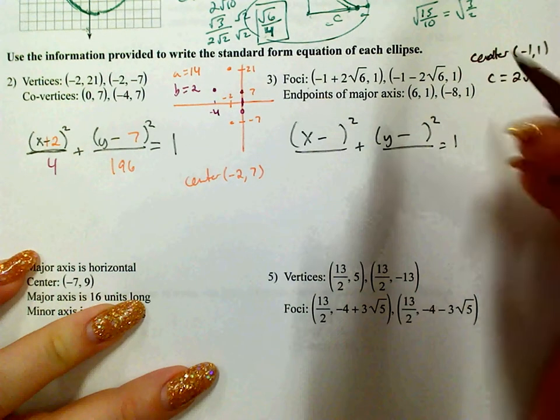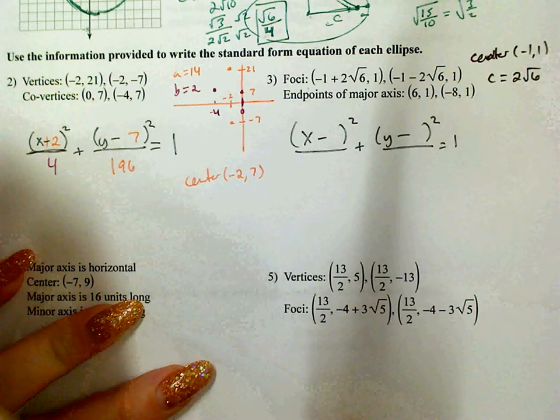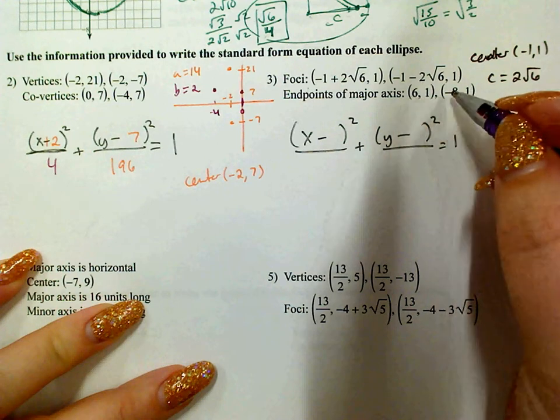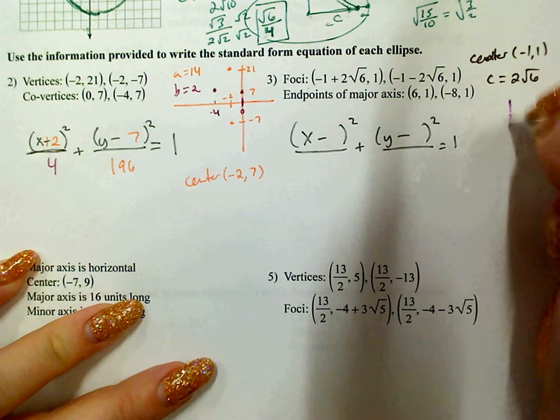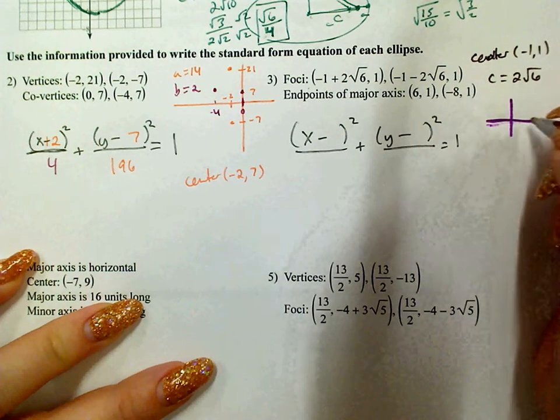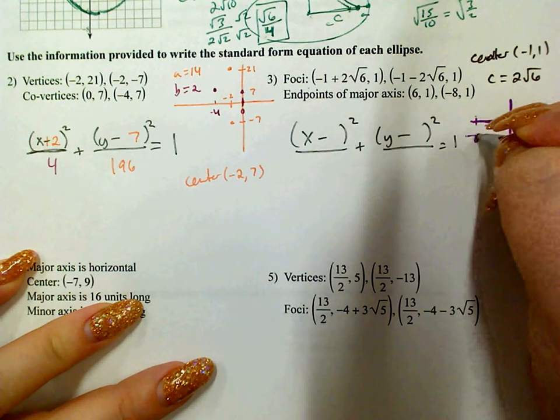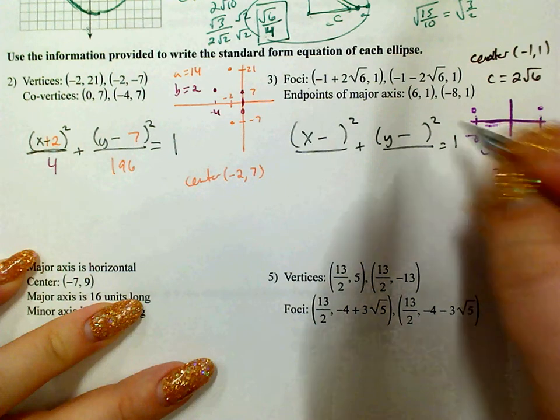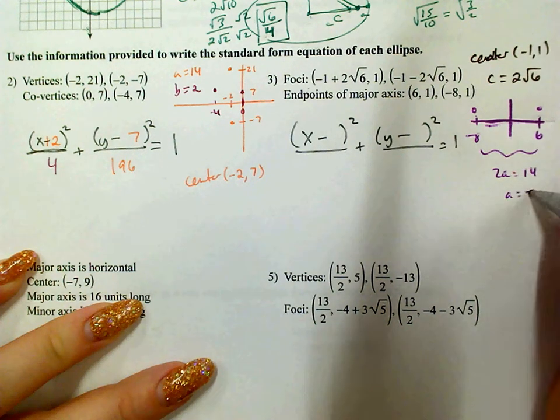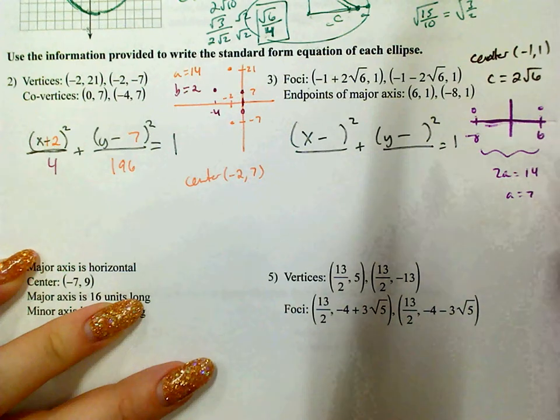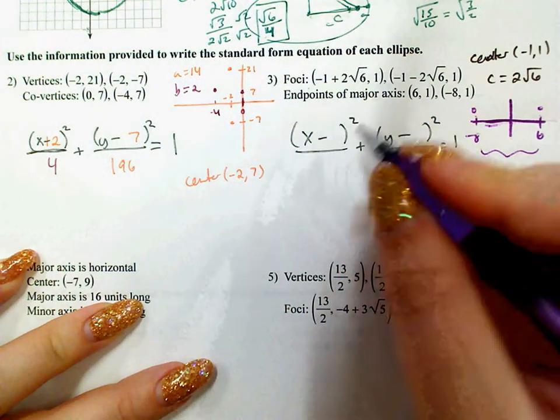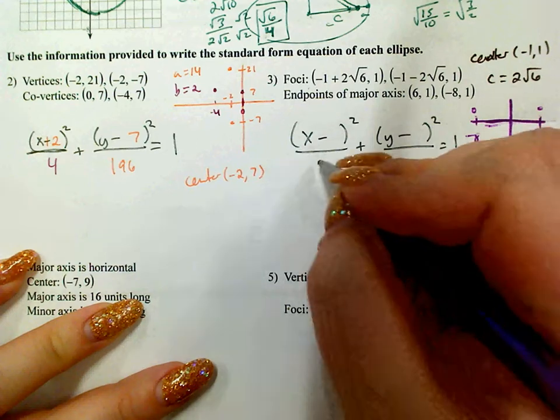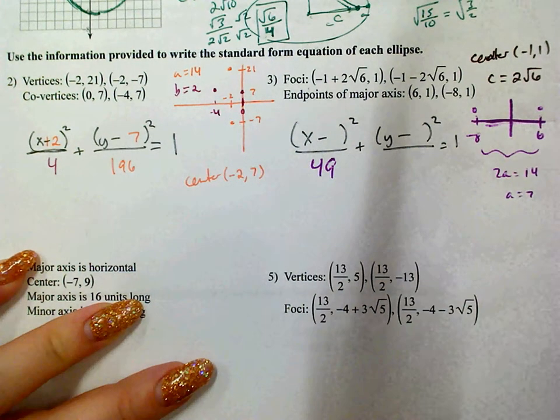I also can see that the endpoints of the major axis are (6, 1) and (-8, 1). That's a change in x values, and it is a total distance of 14. So if I go to the right 6 and to the left -8, that total distance 2a equals, because this is major, 14, which means a equals 7. It being horizontal tells me that the major goes underneath the x. I also could have gotten that from here because the focus went left and right, so that means major is x. So a is 7, that means this is 49. The center is (-1, 1), so that means x plus 1, y minus 1.